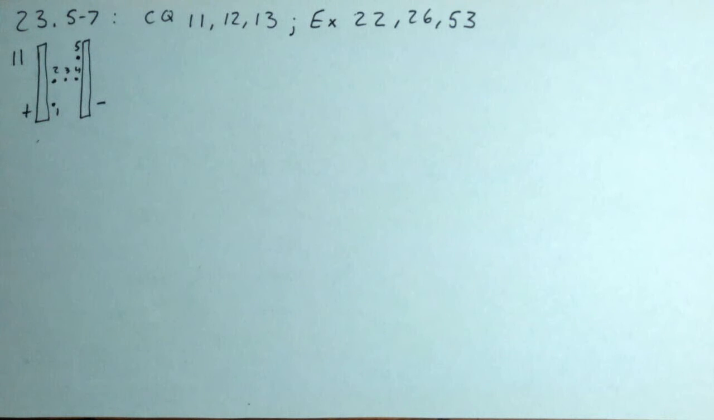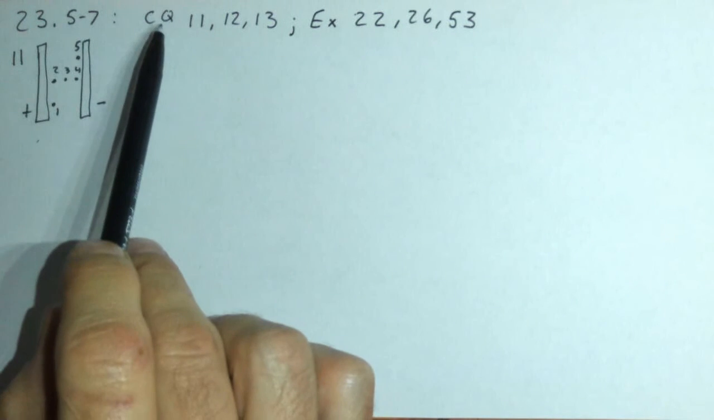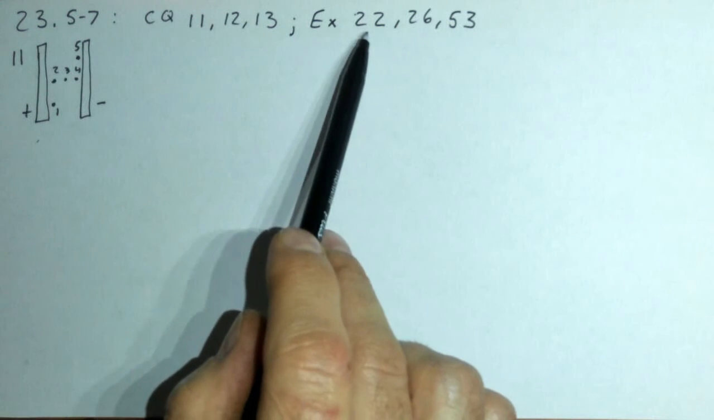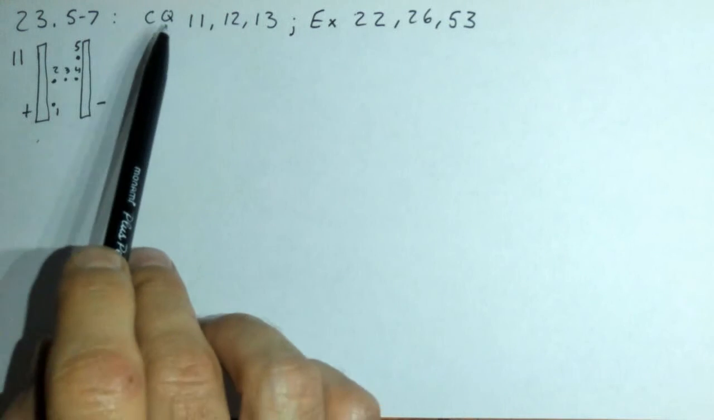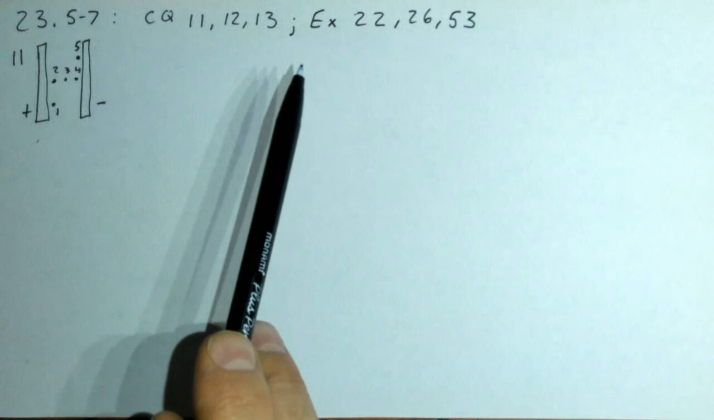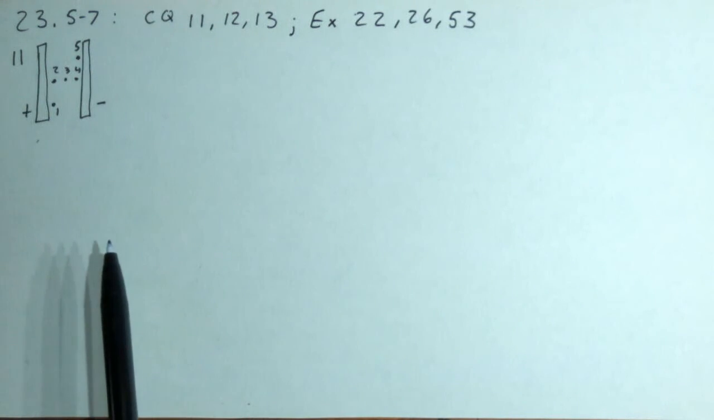So do your very best to try and solve these problems as much as you can before looking further in this video. So you can approach it in two different ways. For today's reading, 23.5 through 7, we're going to be going over concept questions 11, 12, and 13, and then exercises 22, 26, and 53. Okay, so you can stop the video now and go try and solve all those problems. Or you can go one by one. That's how I'm going to step through the video.